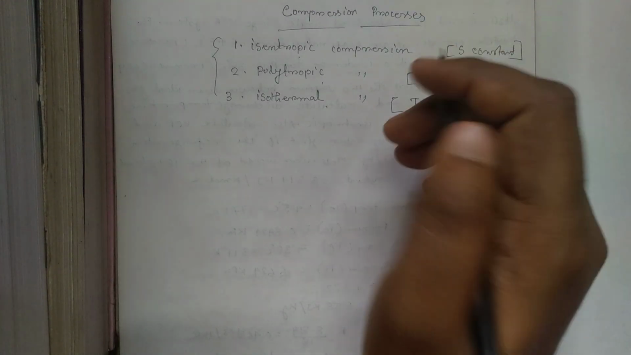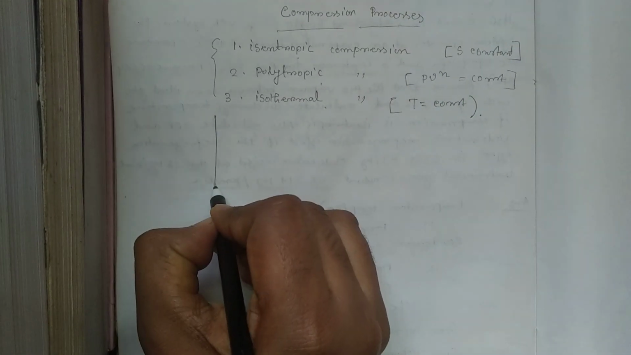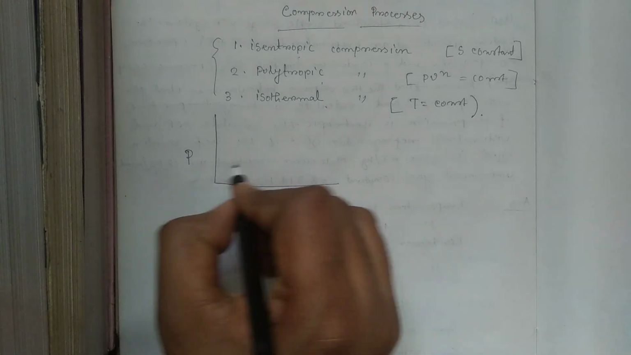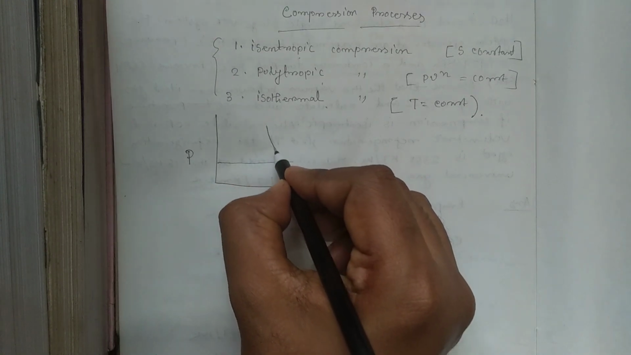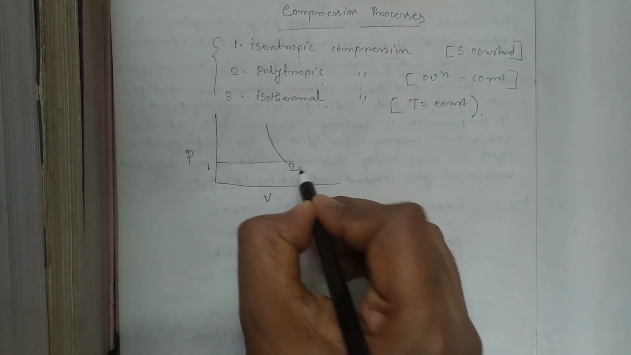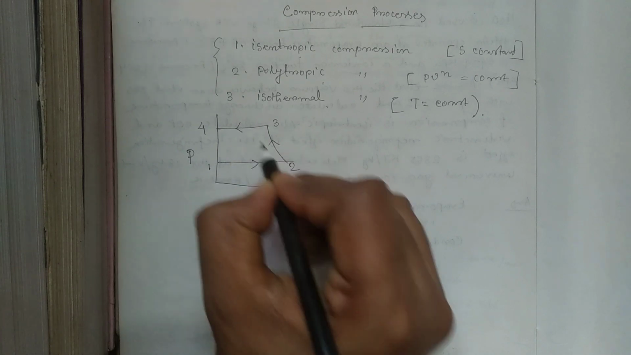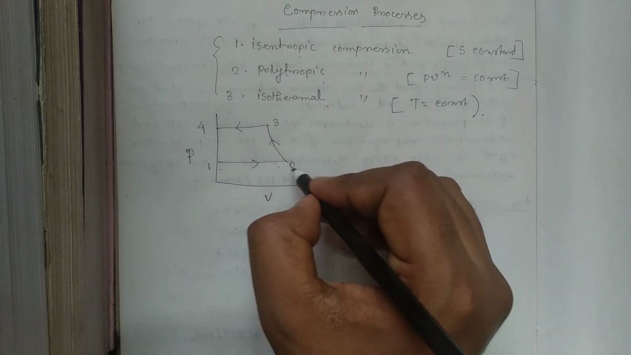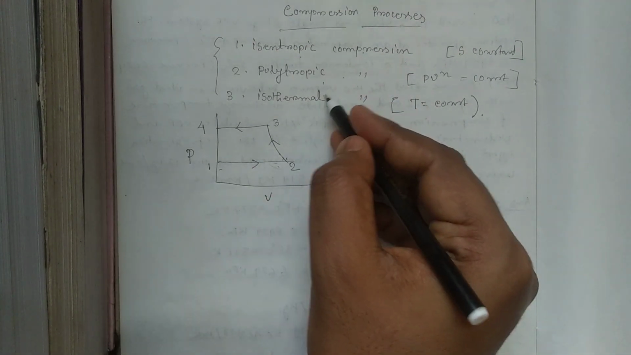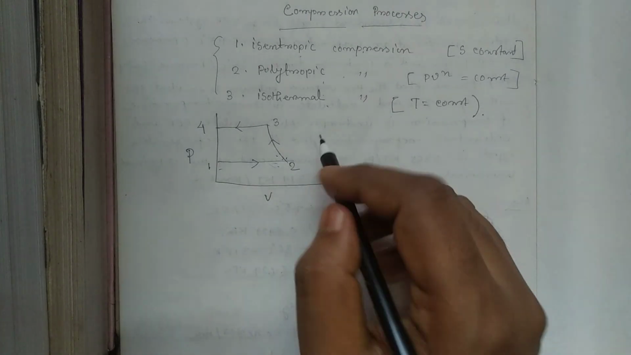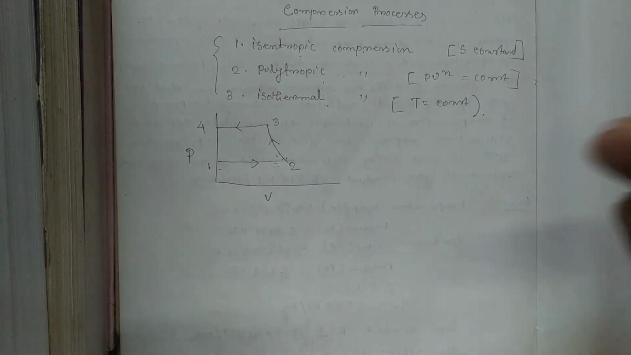Now, as we know, polytropic compression means Pv to the power n equals constant. Suppose this is the Pv diagram of a compression process. It shows three main processes: 1 to 2, 2 to 3, and 3 to 4. 1 to 2 is your suction in the compressor. 2 to 3 is the compression process, which can be isentropic, polytropic, or isothermal compression. You have to choose which one is suitable for your compressor, but it can be any of the three.